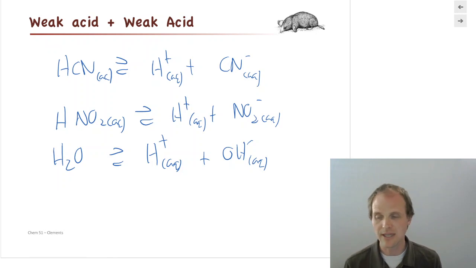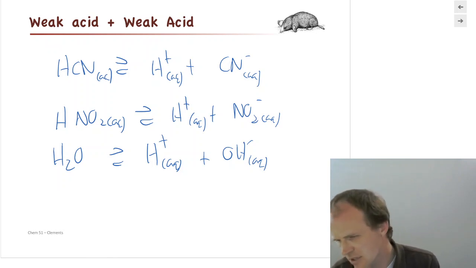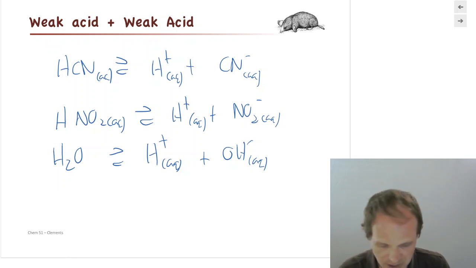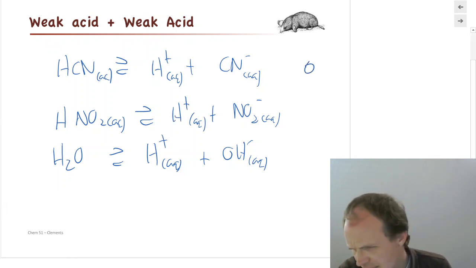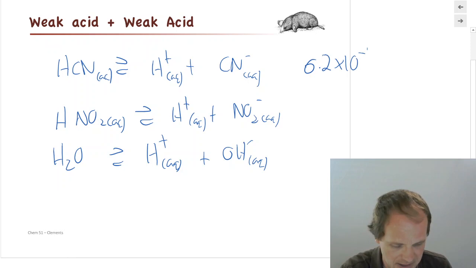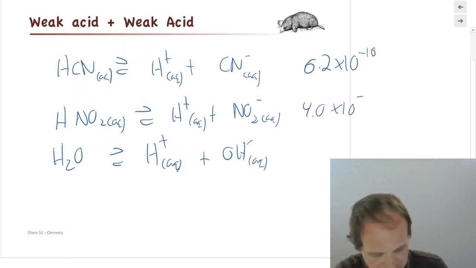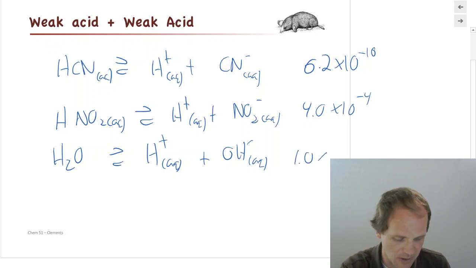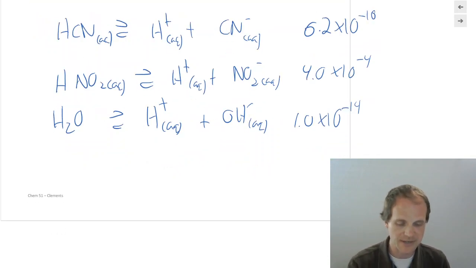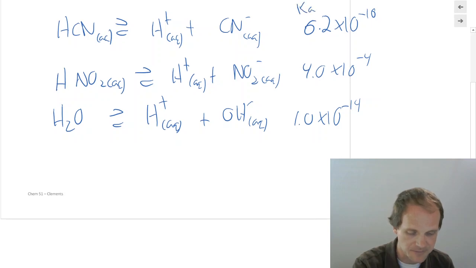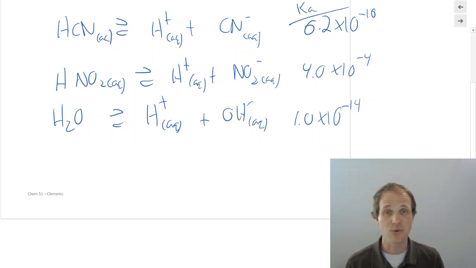Well, we're going to look at maybe what's the contribution of each one of these. So we're going to look up K values for each of them. We already had it for HCN. The Ka value was 6.2 times 10 to the minus 10th. This K value is 4.0 times 10 to the minus 4th. And this one is 1.0 times 10 to the minus 14th. So three different Ka values and very different orders of magnitude, right? 10 to the minus 10th, 10 to the minus 4th, 10 to the minus 14th.